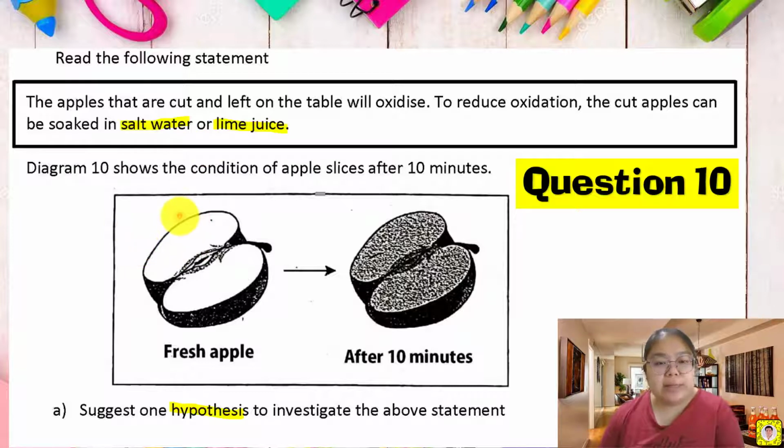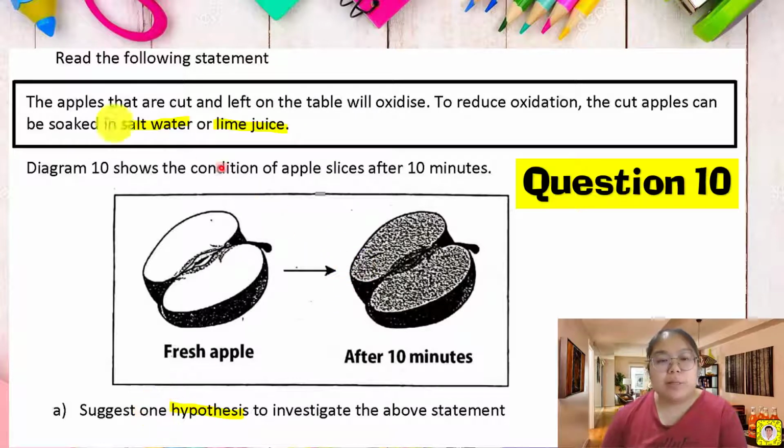So from here you can see the table. They left the apple slices for 10 minutes. So if we just leave the apple on the table after 10 minutes, that means it will change color. The question statement says you want to solve this one problem, and you can add salt water and also lime juice. Now we need to suggest one hypothesis to investigate the above statement.